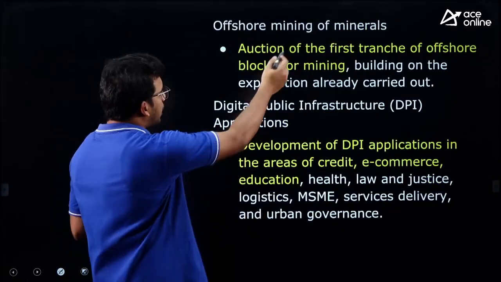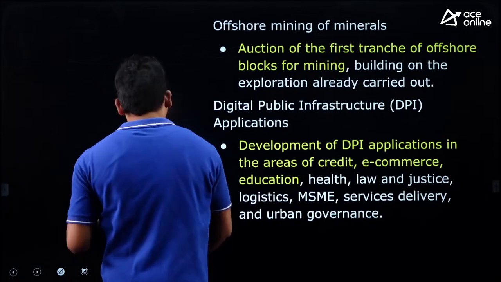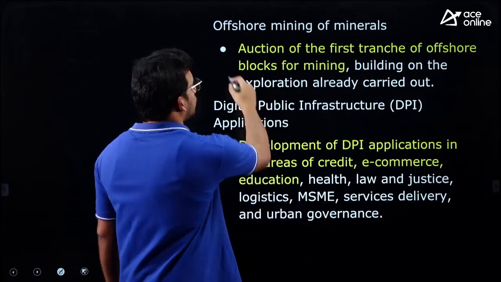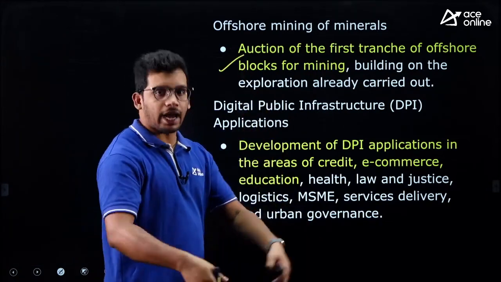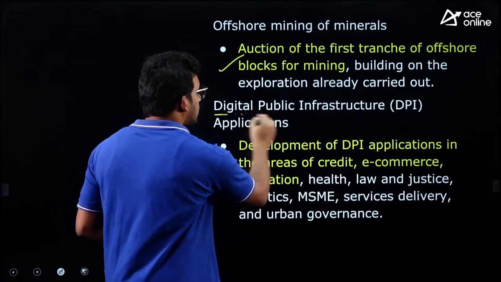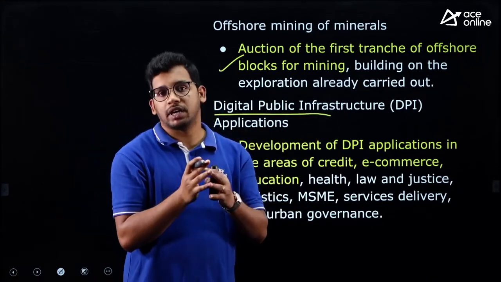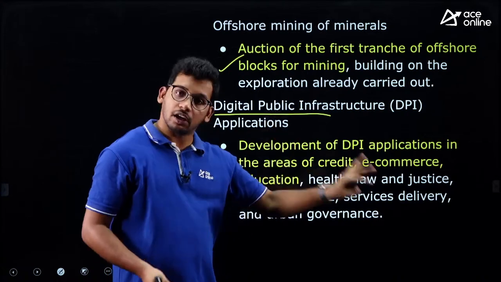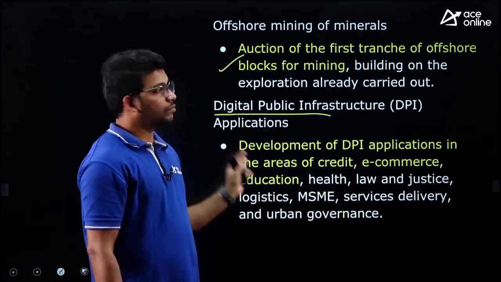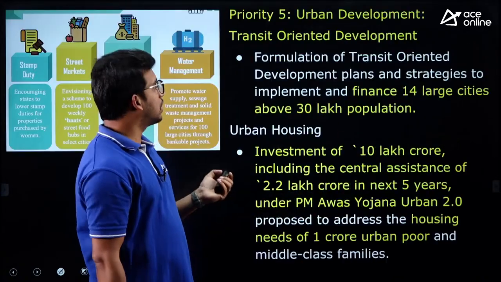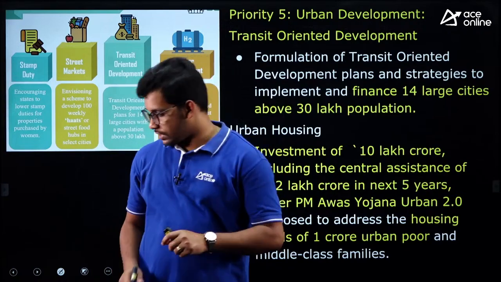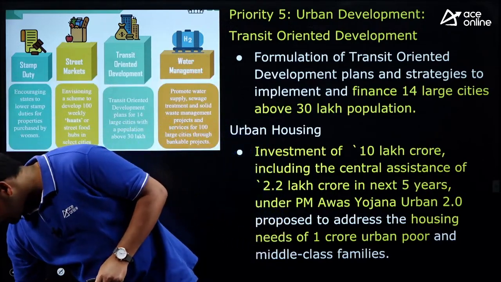Finally, offshore mining minerals. So the government is also promoting manufacturing through auction of mining activity, right. And then digital public infrastructure, we have seen, whatever digital common public infrastructure they are going to encourage in the manufacturing sector also, right. So this is what the government has taken up in the manufacturing and service sector. Is this clear?